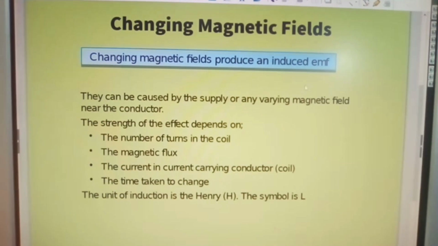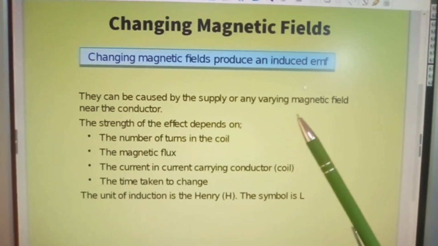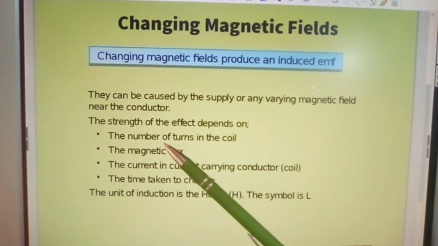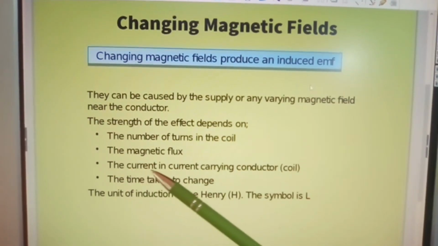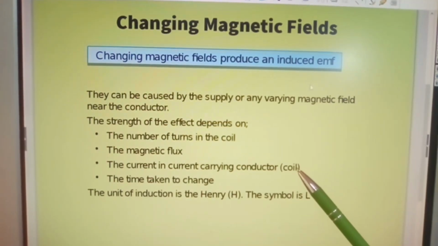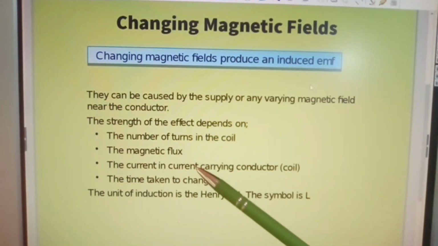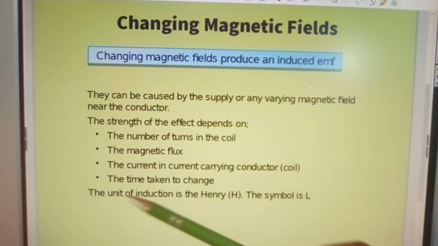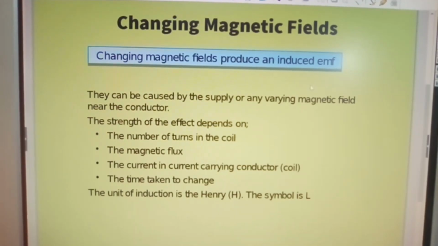Changing magnetic fields. Changing magnetic fields produce an induced EMF. They can be caused by the supply or any varying magnetic field near the conductor. The strength of the effect depends on the number of turns in the coil, the magnetic flux, the current in the current carrying conductor, that's the coil, okay? And when it says here the current, we look at the current in the current carrying conductor, so we're looking at the current in the copper conductor around the coil. The time taken to change. The unit of induction is the Henry, the symbol is L.